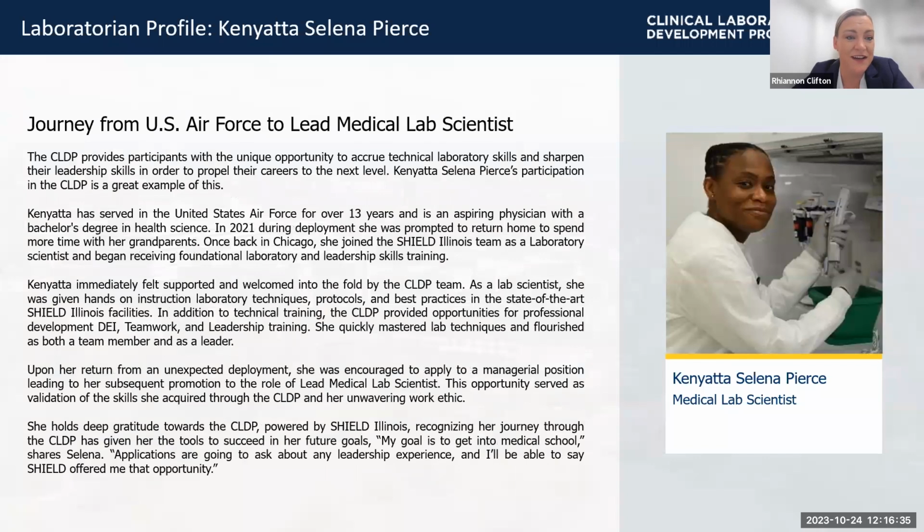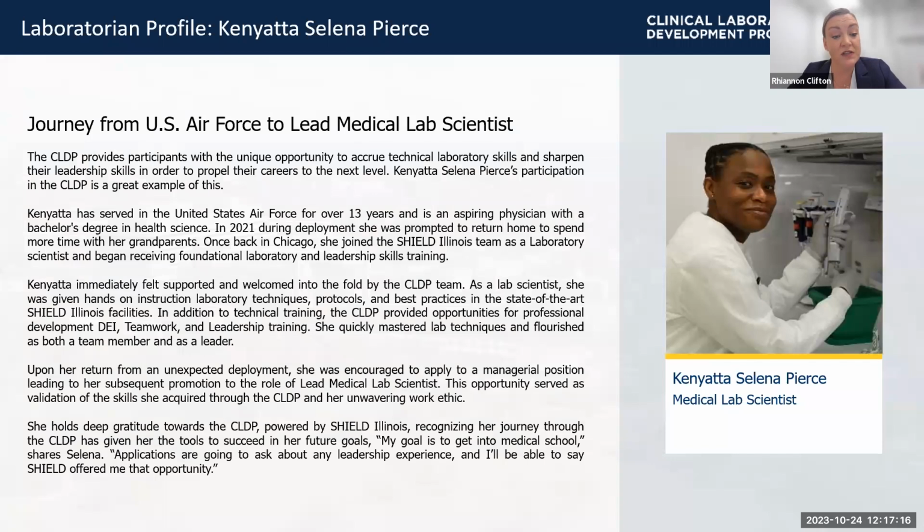Here is Kenyatta. Kenyatta has served in the U.S. Air Force for over 13 years and is an aspiring physician with a bachelor's degree in health science. In 2021, during deployment, she was prompted to return home to spend more time with her grandparents. Once back in Chicago, she joined the Shield, Illinois team as a laboratory scientist and began receiving that foundational laboratory and leadership skills training. She immediately felt welcomed and supported into the team, and as a lab scientist was given hands-on instruction in laboratory techniques, protocols, and best practices in our state-of-the-art facilities.